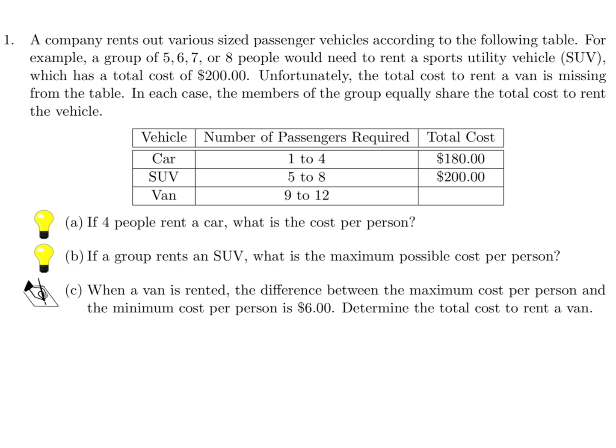If 4 people rent a car, the cost is... So the cost of renting a car is $180. There are 4 people, so you divide by 4, and that will give you $45.